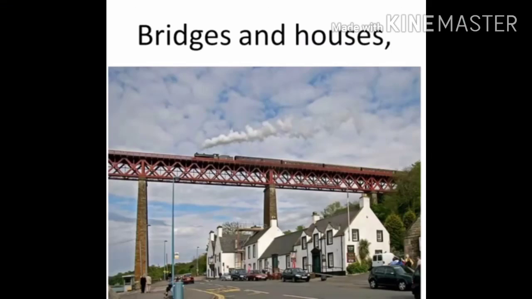Bridges and houses. The poet describes how the train passes through bridges and houses. When the train passes by, we are able to watch the beautiful houses and bridges. We are able to see the beautiful rivers and lakes. The speedy movement of the train leaves behind everything.